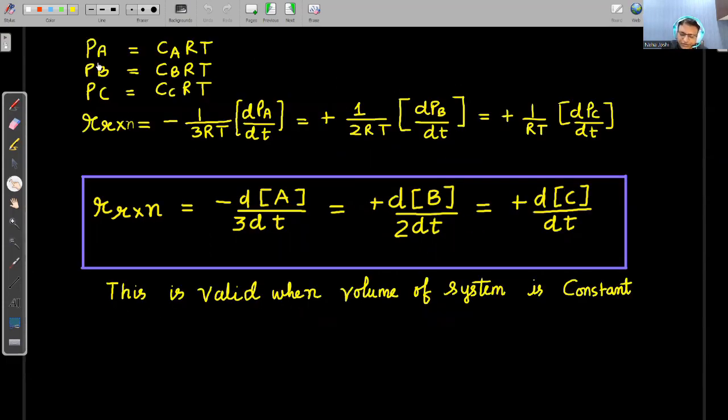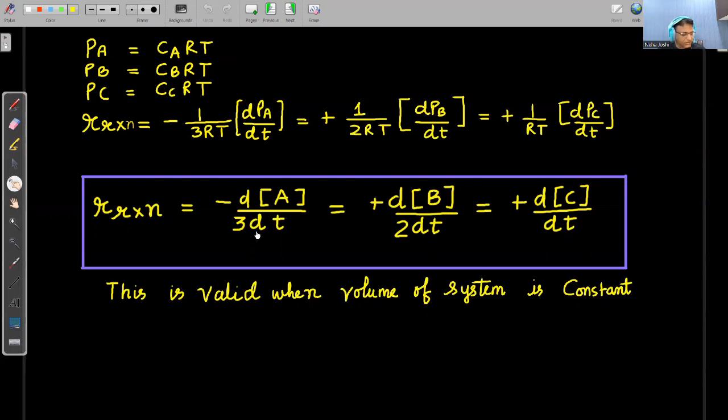We know that if the gases used in a chemical reaction are ideal gases, we can write that partial pressure of a gas is equal to concentration of that gas into RT. Similarly, we can write partial pressure of gas B and partial pressure of gas C. So I can write the rate of reaction in terms of change in concentration of A. If I differentiate both sides, I can write that change in concentration of A with respect to time is change in pressure of A with respect to time divided by RT.